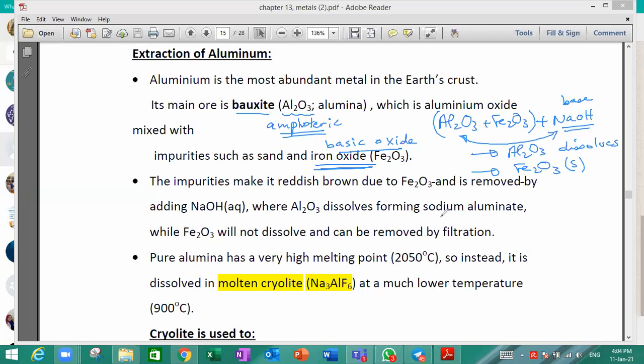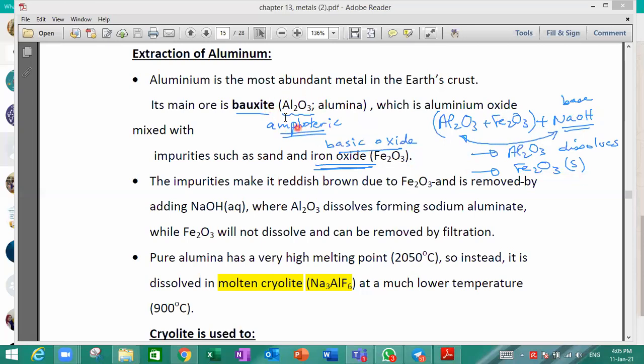So bauxite is mainly aluminium oxide, but it has impurities of sand, as we said, silicon 4 oxide, and the basic oxide, iron oxide. At the beginning, we want to get rid of this iron oxide so that it does not interfere in our extraction. So we take this bauxite and add sodium hydroxide. Then iron oxide will not react with the sodium hydroxide because both are bases. They will not react together, so the iron oxide will be left in the form of a solid.